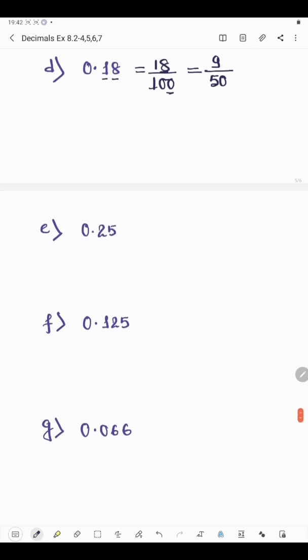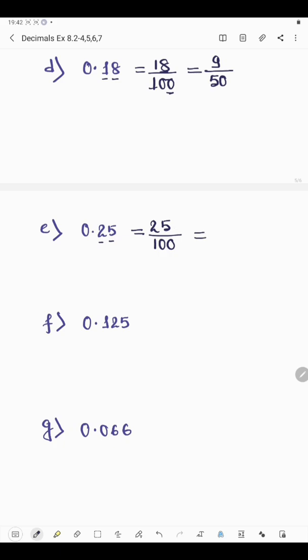Now in the E part we have 0.25. Now 0.25, if you remove the decimal, you will get 25 only. And since there are 2 digits after decimal, so there will be 2 zeros with 1. Okay, so we have got the fraction. Now in the next part we will have to just write this fraction in lowest form.